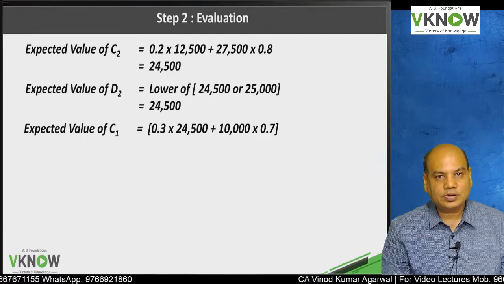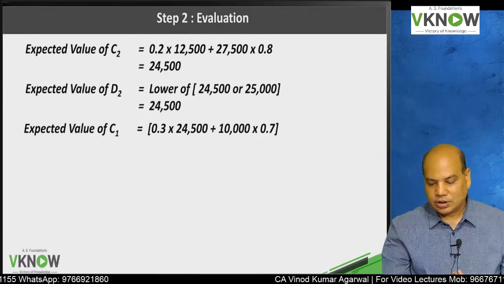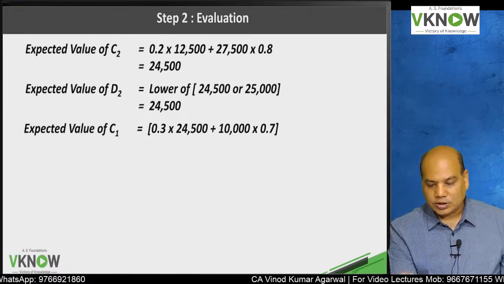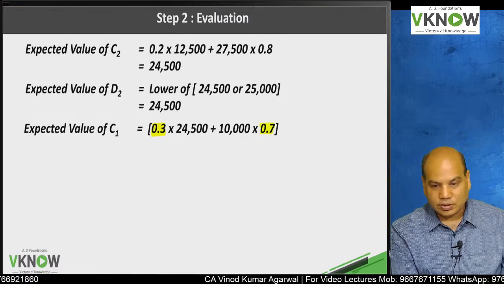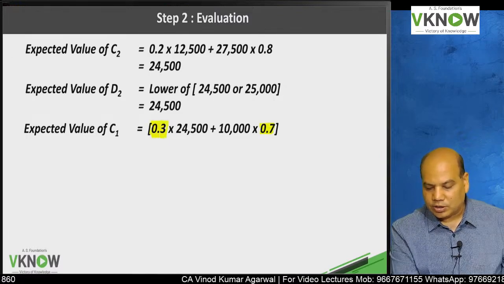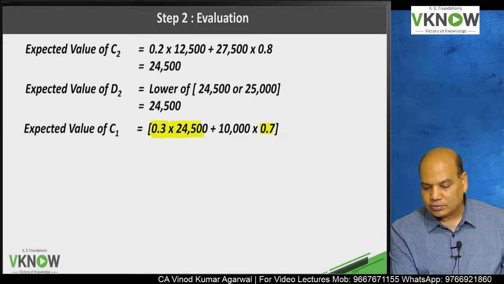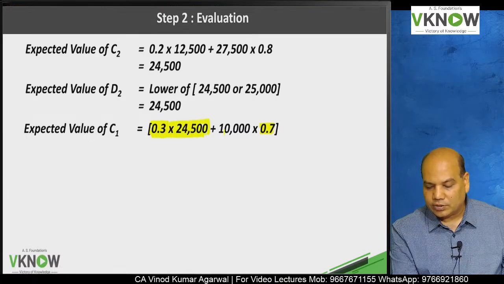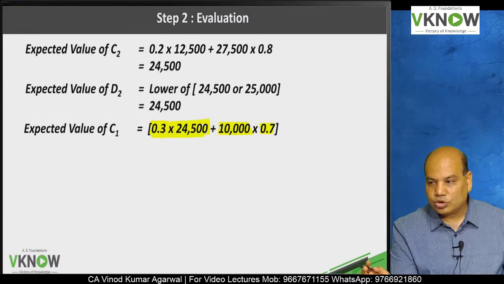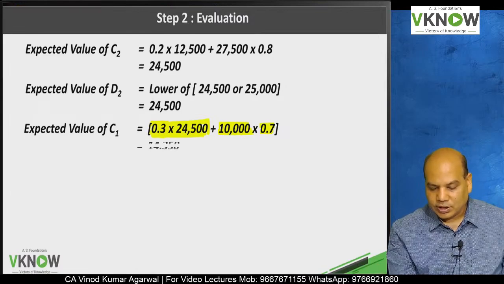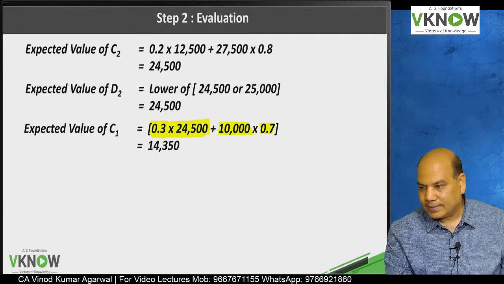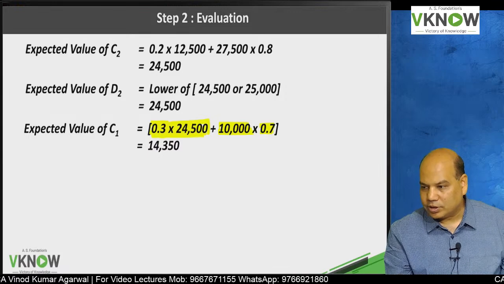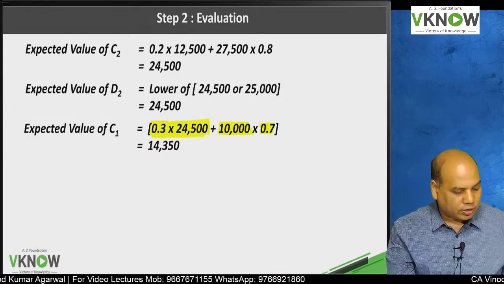Expected value of C1. C1 is a chance node. So there are two branches, one with probability 0.3, one with probability 0.7. The one with probability 0.3 goes to D2, which gives you 24,500, and the one with probability 0.7 goes towards 10,000. So my expected value is 14,350. Diagram should be continuously in front of you.